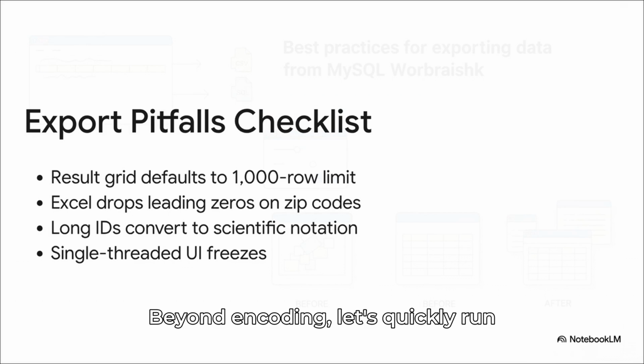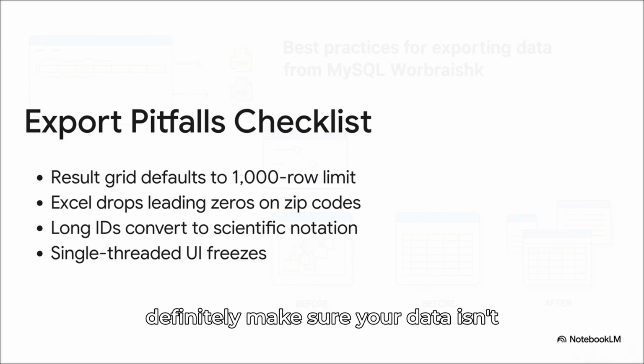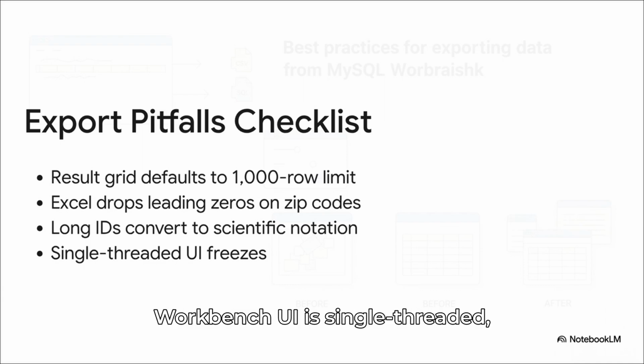Beyond encoding, let's quickly run through a few other invisible traps on our checklist. We already mentioned the result grid's default 1,000 row limit, so definitely make sure your data isn't being silently truncated. Also, watch out for Excel's, let's say, helpful data type assumptions. It absolutely loves to drop leading zeros from zip codes, turning 01234 into just 1234. It will also routinely mangle long numeric IDs into scientific notation, so they end up looking like 1.23E+15. You can actually fix that by using the same Excel import tool we just talked about to strictly define those specific columns as text.